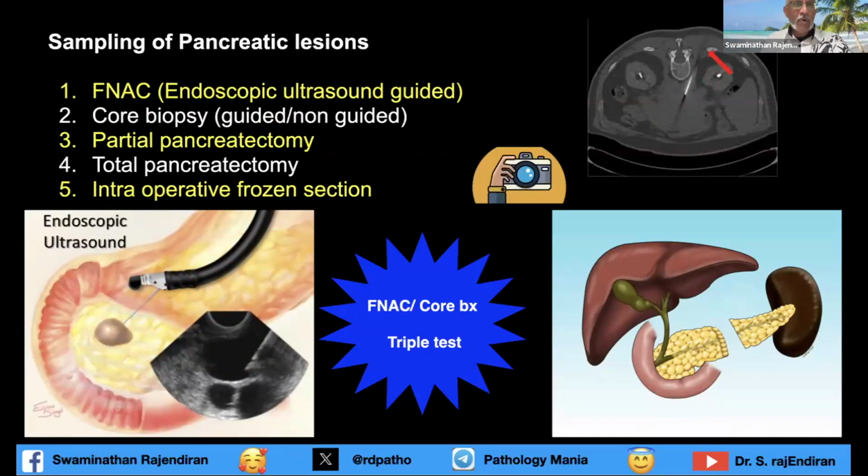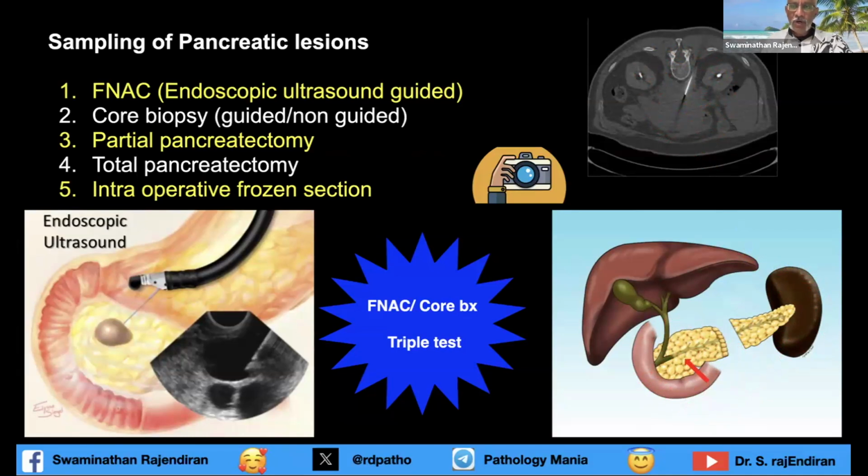This is the CT guided core biopsy. It can be guided or non-guided, but most of the time it is a CT guided biopsy. Or they do partial pancreatectomy, distal pancreas along with the spleen. Or they go for Whipple's resection, where, as I mentioned, the loop of the duodenum comes with the head of the pancreas and the bile duct.